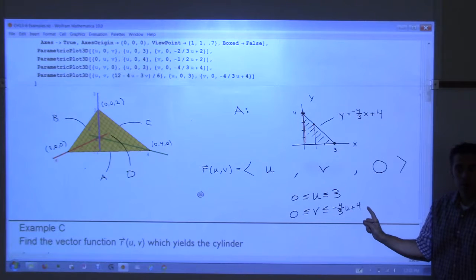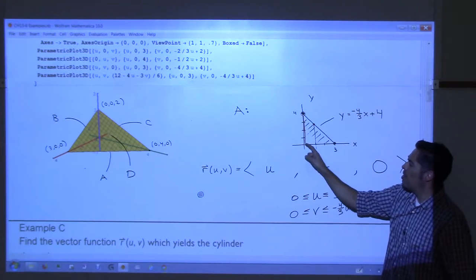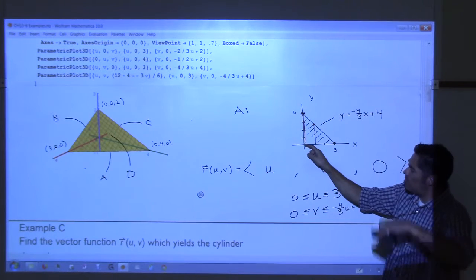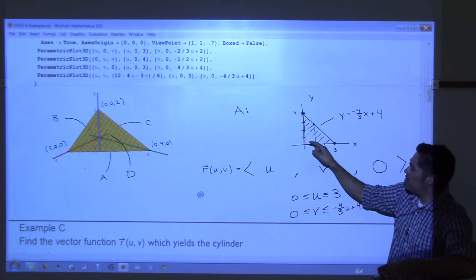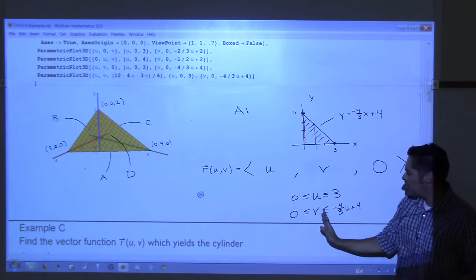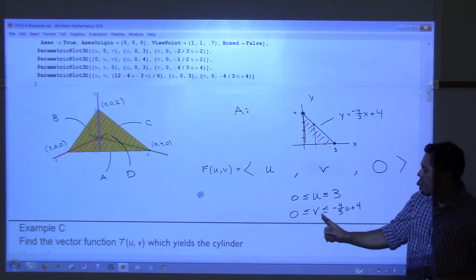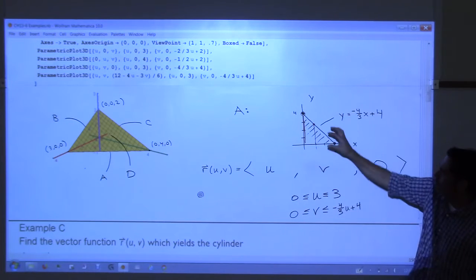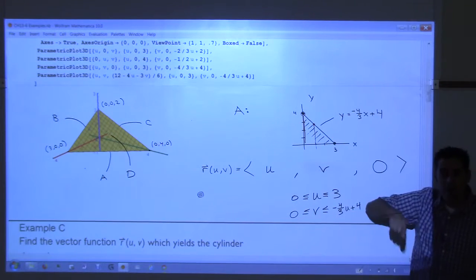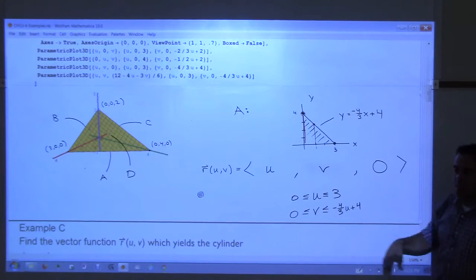So 0 and 4. So when u is 0, then our v, which is our up and down, right, is going to be between 0 and 4. So it's every point between 0 and 4. And then as I let u become 1, it's going to change 0 to whatever that is, which is going to give us every point between there. So we're drawing little line segments instead of drawing just points, and that will give us that whole surface. Okay?